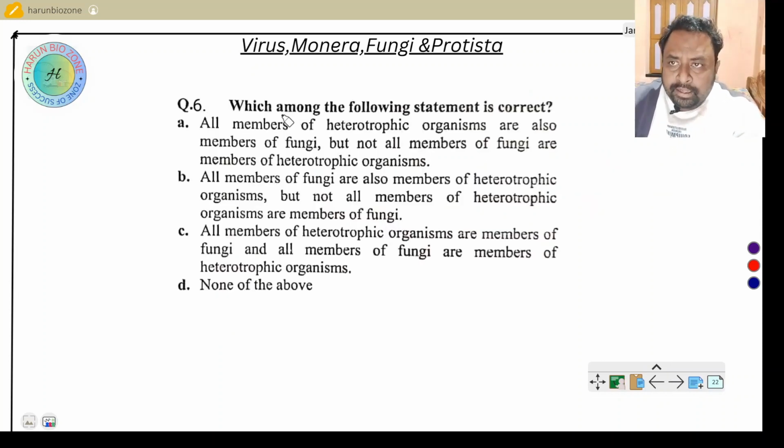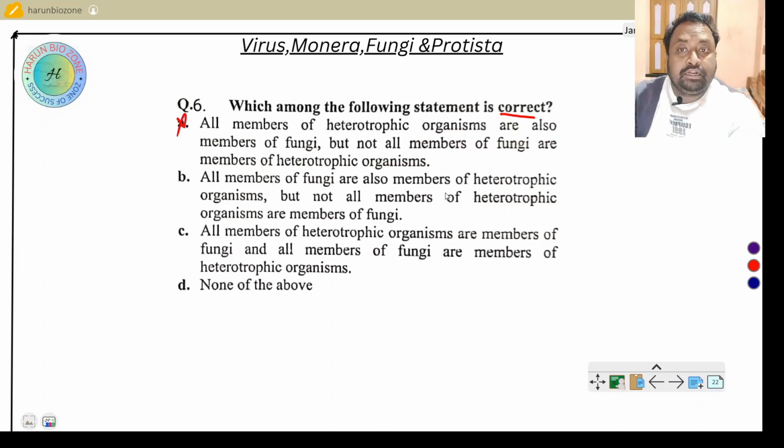Next question, which among the following statements is correct? All members of heterotrophic organisms are also members of fungi. Heterotrophic organisms means some bacteria, some protista, some protozoa are heterotrophs, not all are fungi. Not all members of heterotrophic organisms are also fungi, but all members of fungi are members of heterotrophic organisms. This is the wrong answer.